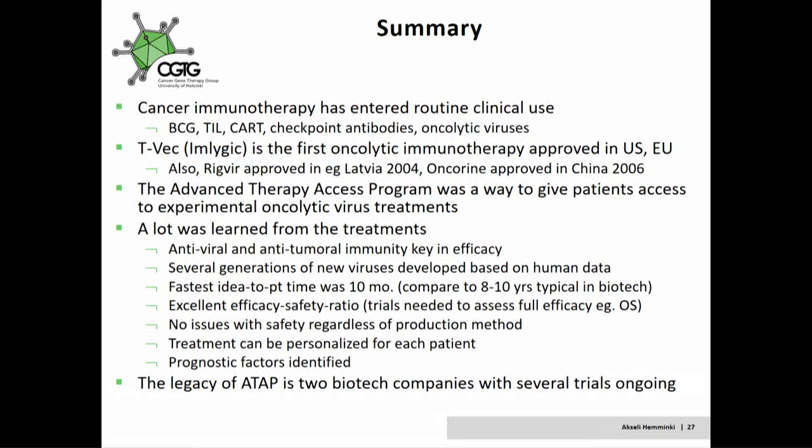So the science was advancing really quickly, and the patients also benefited from the advancing of science because they were able to get newer versions of the drugs. The efficacy to safety ratio seemed excellent, and our production also developed quite a lot during that time. But in fact, when we looked back, there were no differences in the safety regardless of how and where we produced the drug, even though the cost of production changed quite a lot over time. We also found some ways to personalize the treatment for each patient, and we identified some prognostic factors. And the legacy of this program is biotech companies which I have founded and which continue doing clinical trials. But of course, the number of patients in those trials is a lot smaller than in the treatment program.